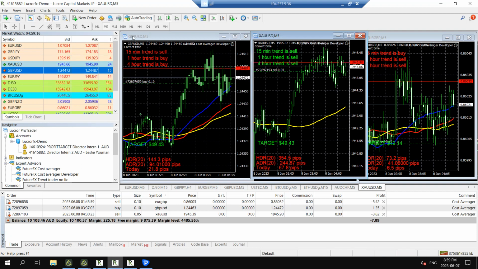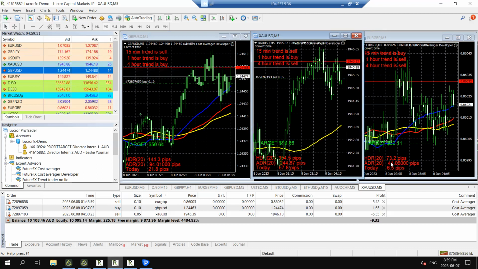So as you can see, on gold against the US dollar, the average daily range is 244. On pound USD, it's only 94, so a lot less. And over here on euro pound, it's only 41. So the average movement on this pair is only 41 pips per day. So a lot less volatile, so to speak, than gold.